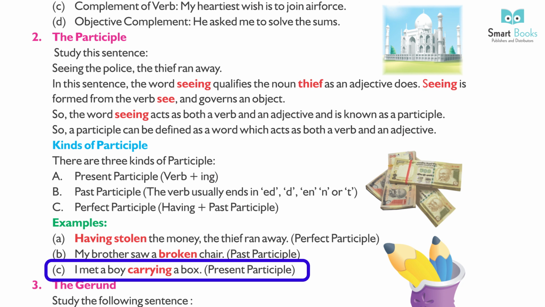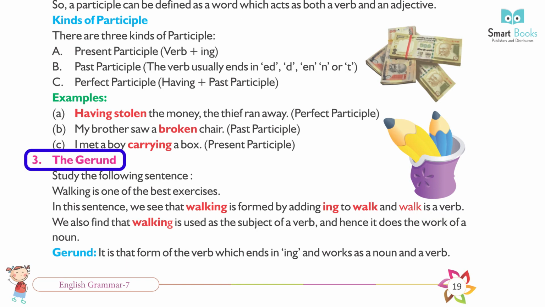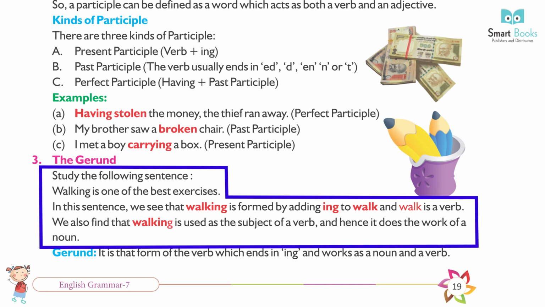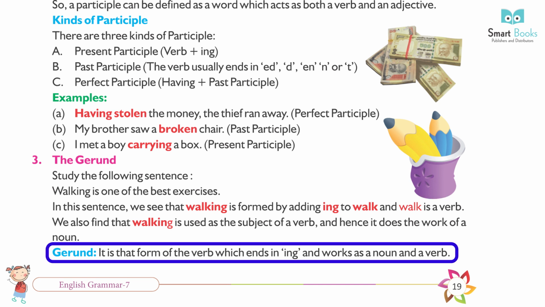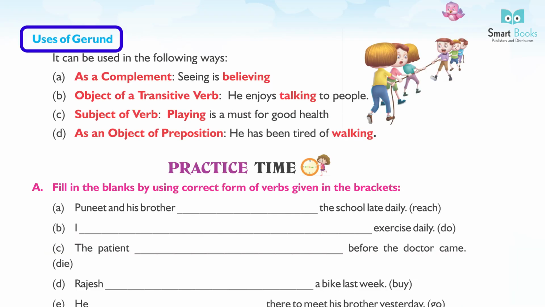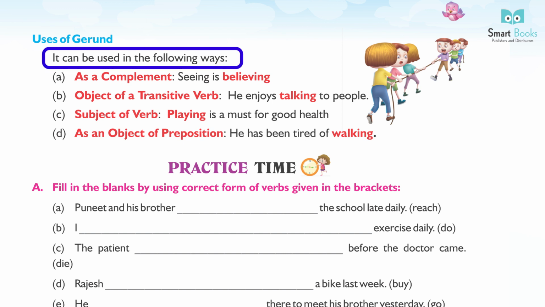Present participle. 3. The gerund. Study the following sentence. Walking is one of the best exercises. In this sentence, we see that walking is formed by adding ing to walk, and walk is a verb. We also find that walking is used as the subject of a verb, and hence it does the work of a noun. Gerund is that form of the verb which ends in ing and works as a noun and a verb. Uses of gerund: it can be used in the following ways.